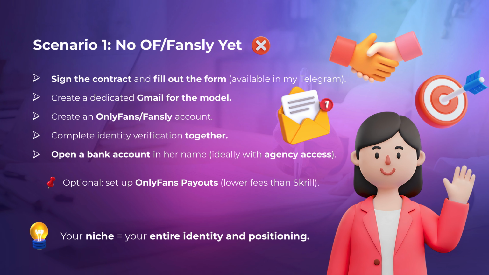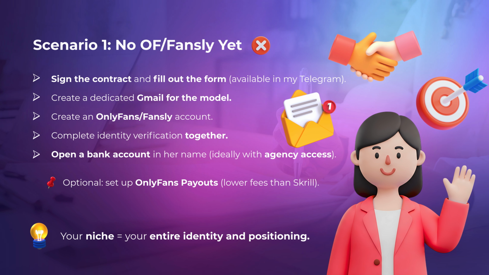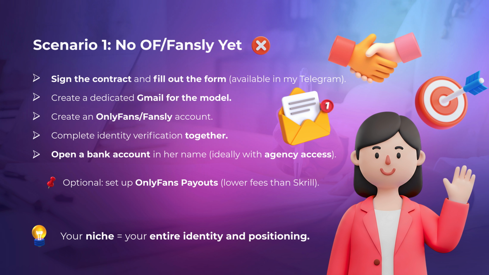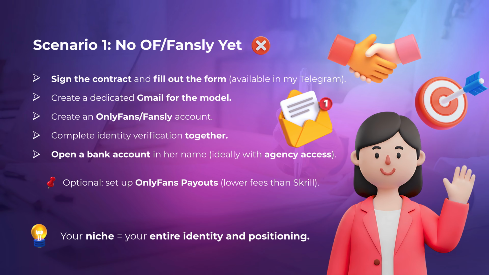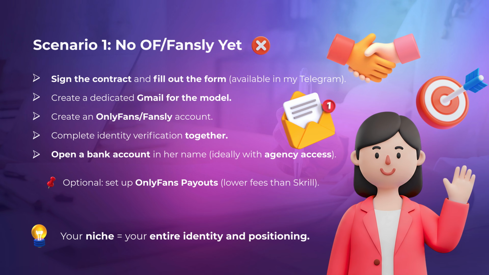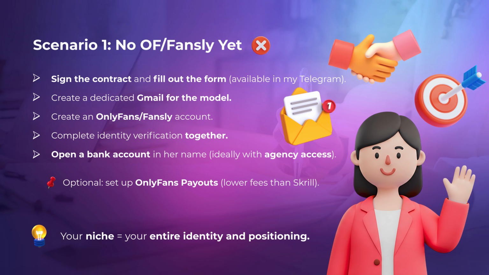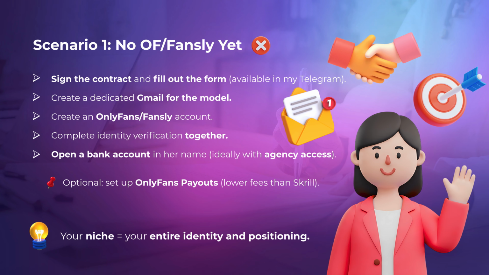You will need to create a Gmail account for the model, which will be used for all the necessary tools and platforms. You will also need to create an OnlyFans or Fansly account at your discretion. To verify the OnlyFans account, you will need the model's participation and permission. Open a bank account in the model's name. Ideally, you should have access to this account to manage transactions and bookkeeping more efficiently. You can also create a payout account directly through OnlyFans. It is fast, efficient, and the fees are much lower than with Skrill.